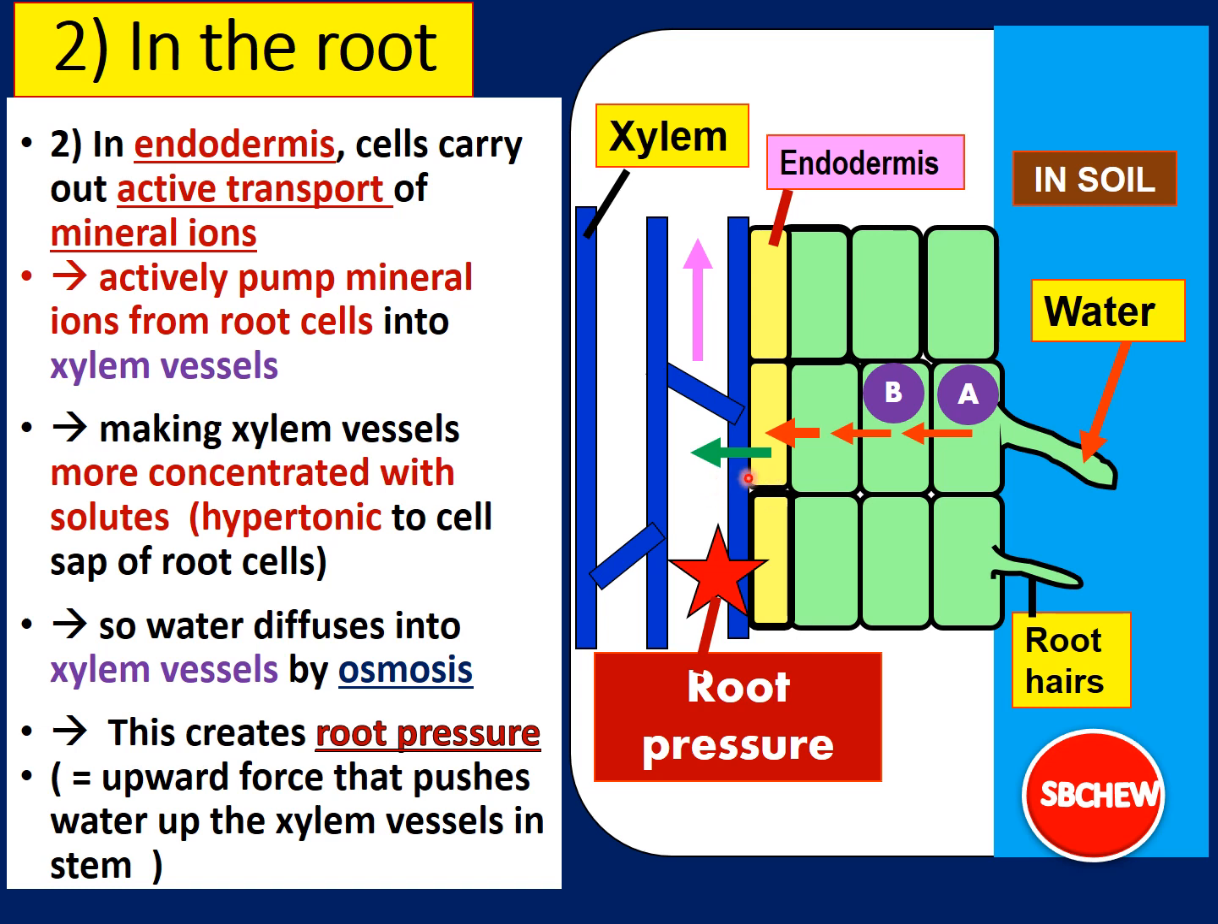So these two processes, active transport of mineral ions and osmosis, create a force called the root pressure, which is an upward force that pushes the water up the xylem vessels continuously. So root pressure is a force created by the endodermal cells when they carry out active transport of mineral ions and then osmosis, involving the diffusion of water into the xylem vessels.